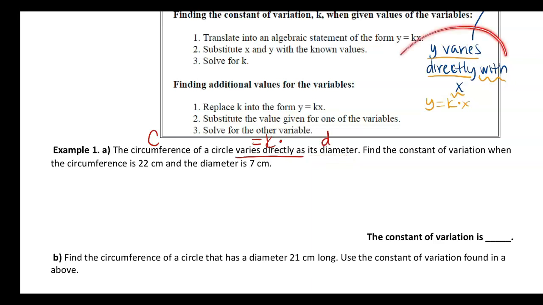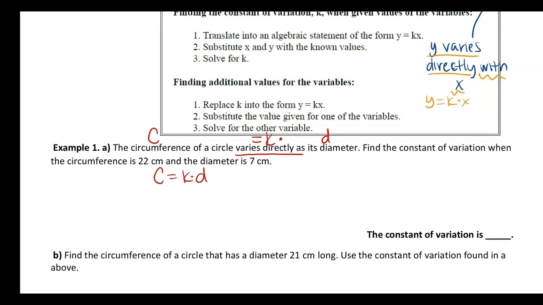So remember, when we were translating this piece up here, the y varies directly was that y equals K, and that with x, whatever you're going to have behind it, that's usually what you're multiplying with. So that's what we're going to create. So the formula that we have for that first question is C equals K times D. And you can put the little multiplication in the middle if you need to.